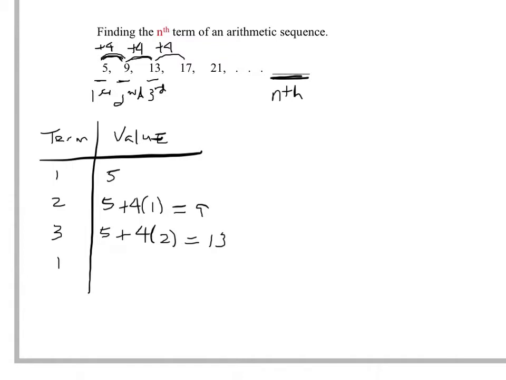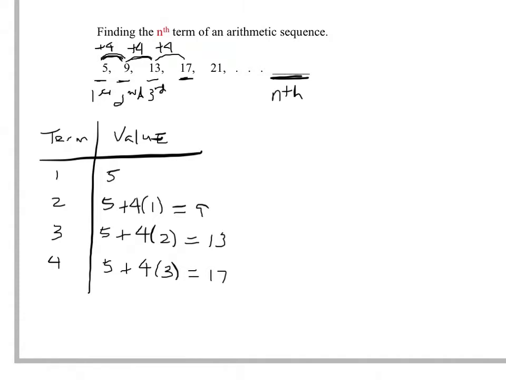What about the fourth term? Well, let me see. We start at the first term, which is 5, and we add 4 how many times? Well, we add 4 3 times to get to the fourth term. And that is 4 times 3, that's 12, plus 5 is 17. And lo and behold, that is correct.